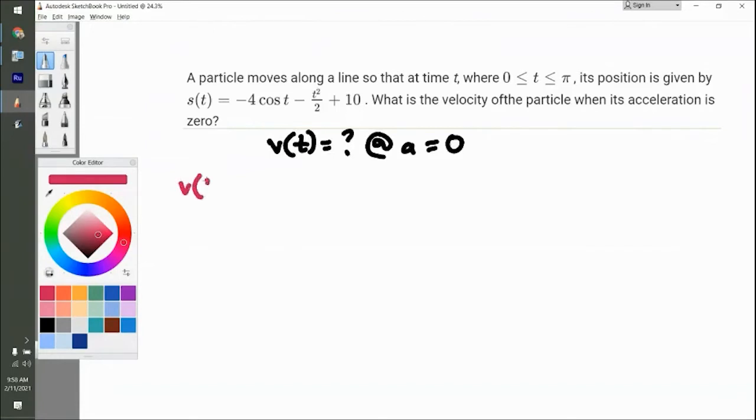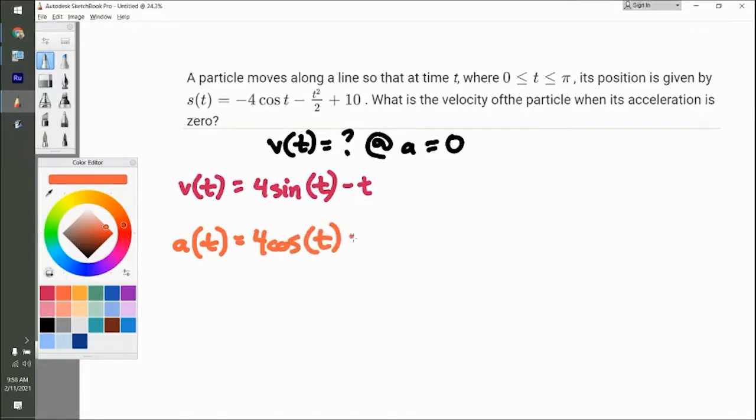So let's find our velocity equation first. That's just going to be 4 sine of t minus t, right? I just did the derivative of position here. The acceleration of this is going to be 4 cosine t minus 1. And we're looking for when this acceleration is equal to 0.